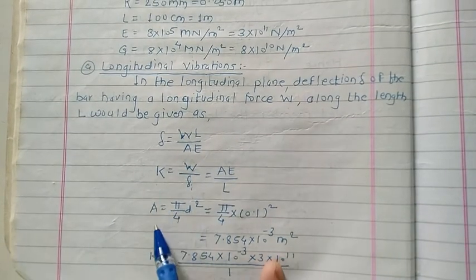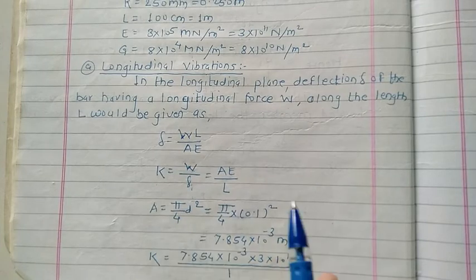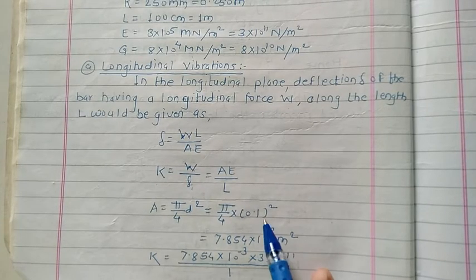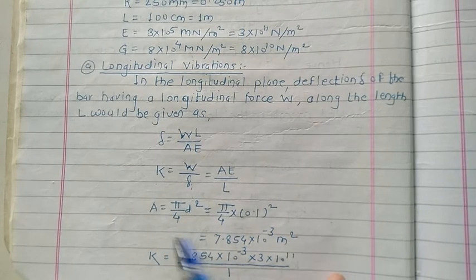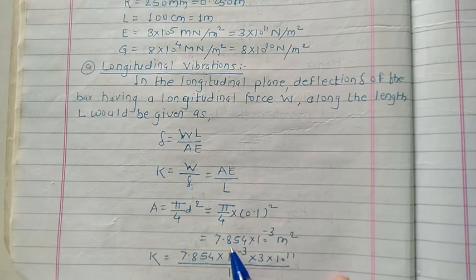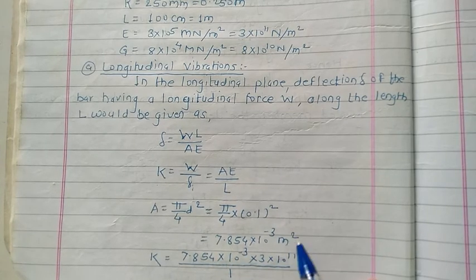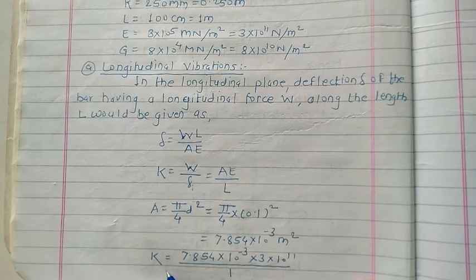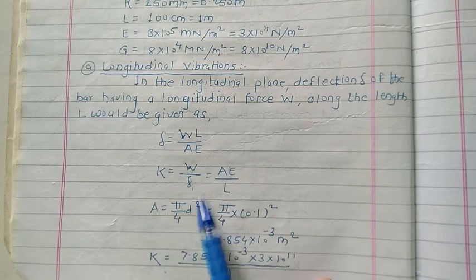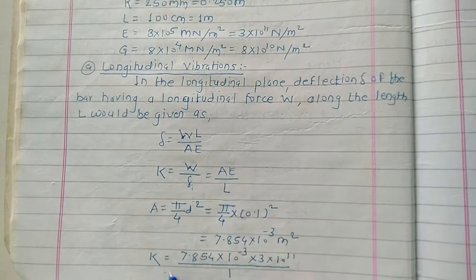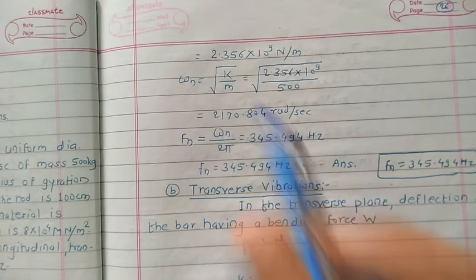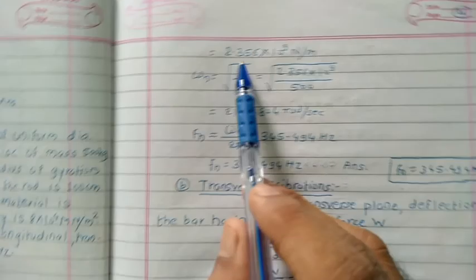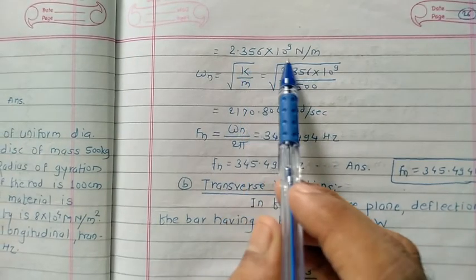For that, the cross section is nothing but pi by 4 into d squared. Diameter with us is 0.1 meter, so easily we can get the area of the cross section. What about the area? A equals 7.854 into 10 raised to minus 3 meter squared. If you substitute the values for A, E and L here, we can get the value of K. After calculations, K is 2.356 into 10 raised to 9 Newton per meter.